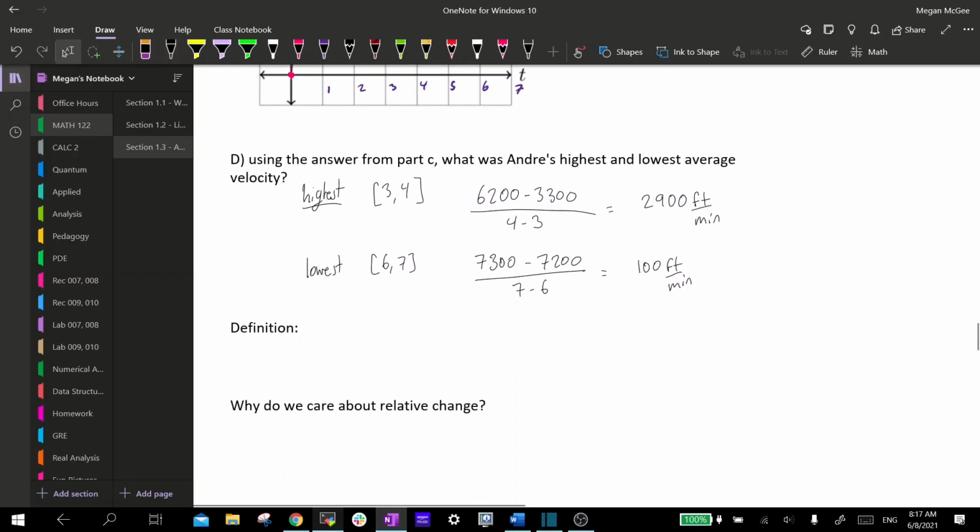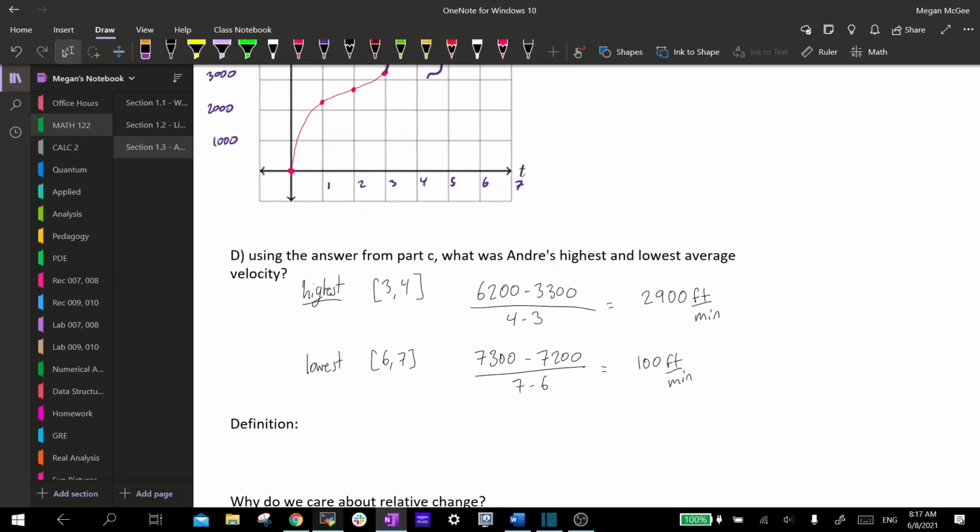All right, our next definition is something called relative change.